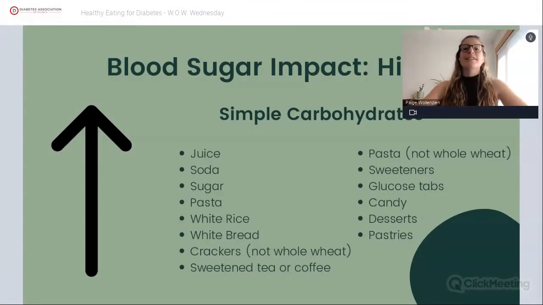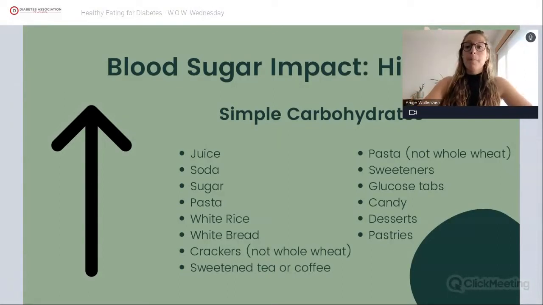So on this first slide, these are a list of simple carbohydrates, and when we consume these simple carbohydrates, especially when we are consuming them without any other meal component, any other food item with that snack or that meal, they are going to increase our blood sugars fairly rapidly. So, some examples of simple carbohydrates are things like juice, soda, and I saw some questions about diet sodas. What I'm talking about here is regular soda that does contain a sweetener like sugar.